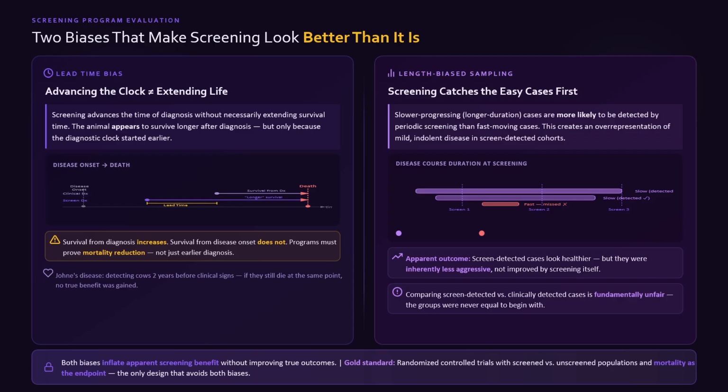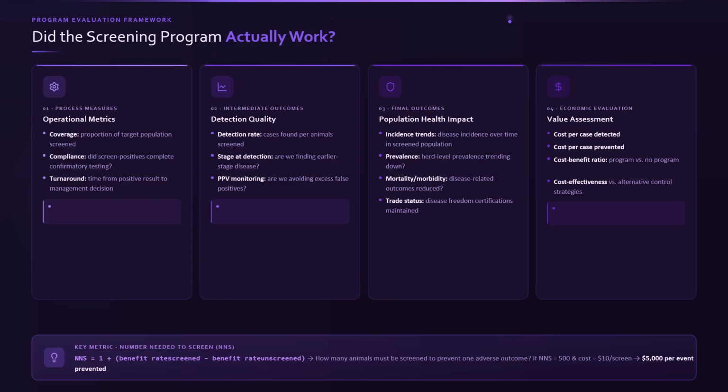So, how do we tell a genuinely effective program from one that just looks good on paper? We measure it properly. Let's get into the framework for evaluating whether a screening program actually works. Running a screening program is one thing. Proving it works is another. This framework sorts your evaluation into 4 buckets, moving from are we doing the work all the way to is it worth the money? Let's walk left to right.